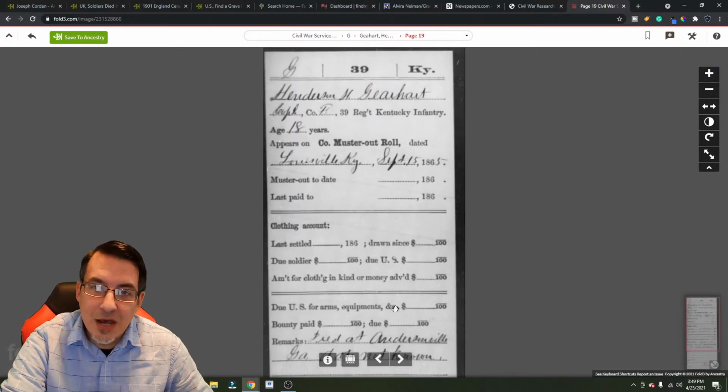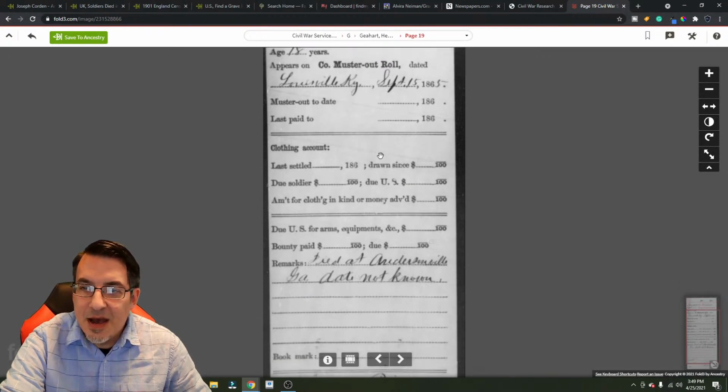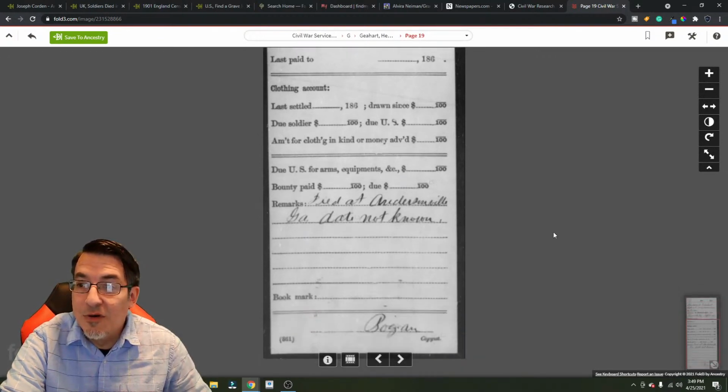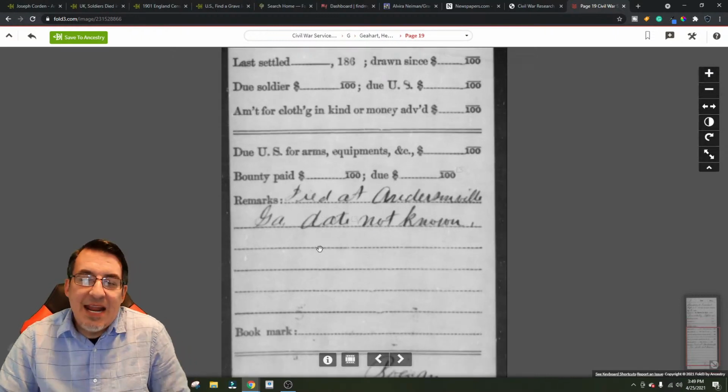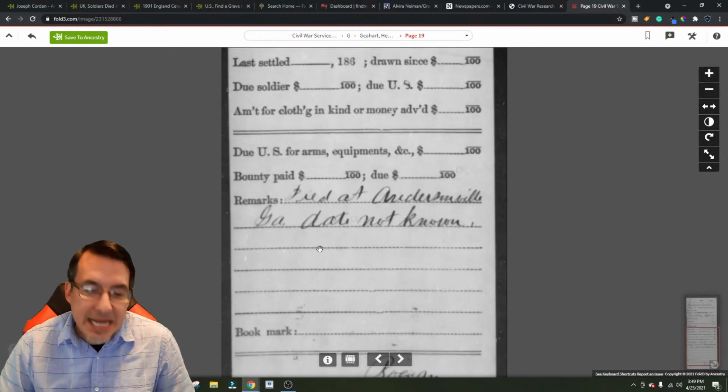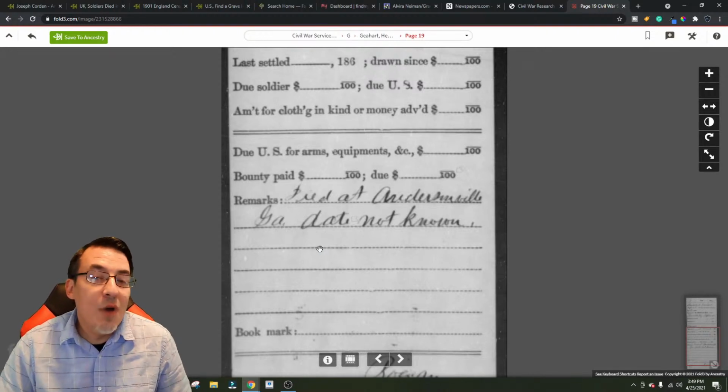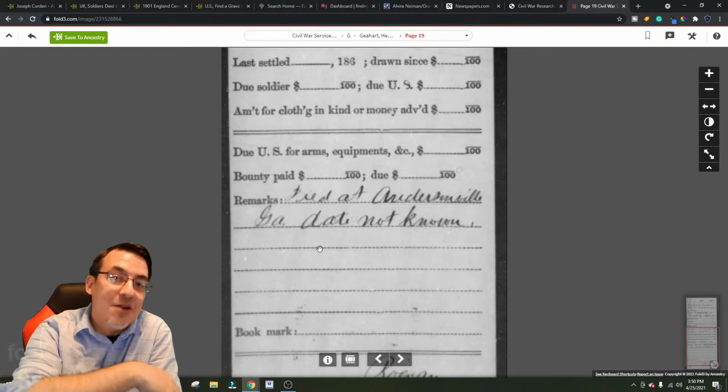All right, and here we go. Henderson H. Gearhart, Corporal, Company F. Here's the muster out roll. They're going to kind of give the final disposition. Remarks: died at Andersonville, Georgia. Date not known. So now I know. I don't know when. And he's obviously in an unmarked grave.